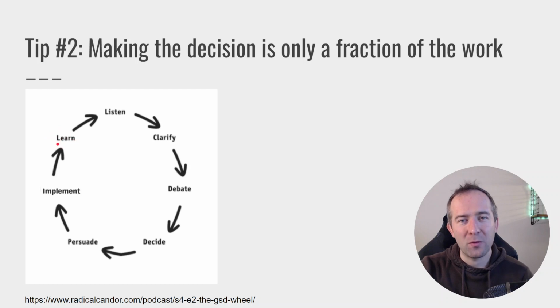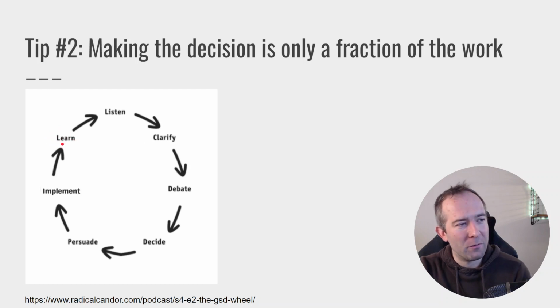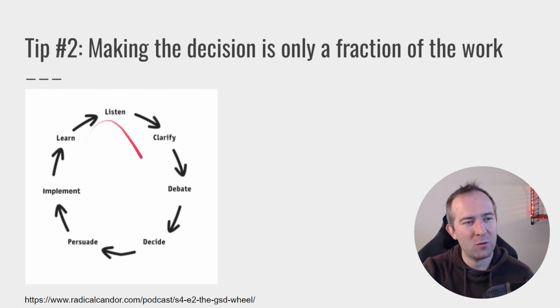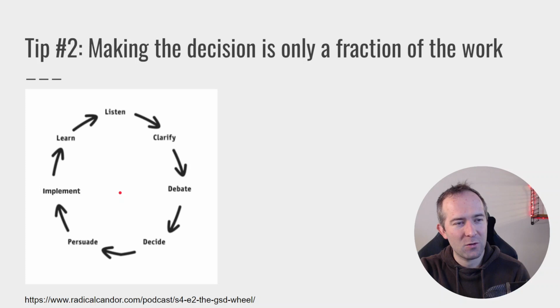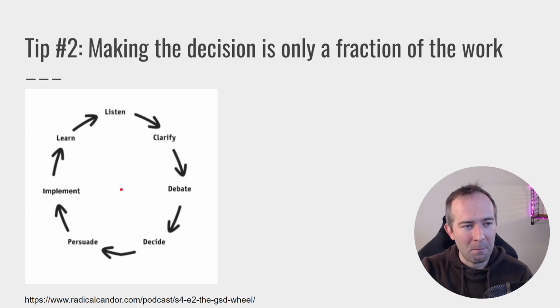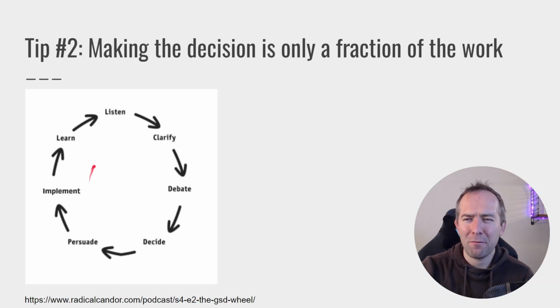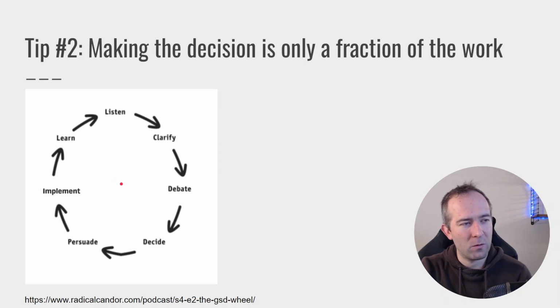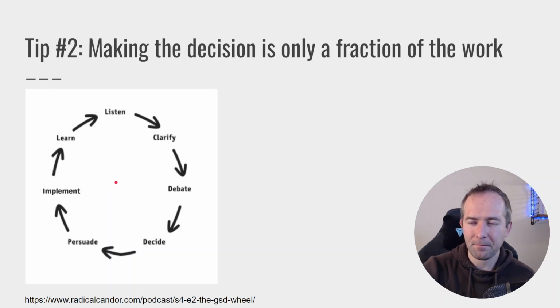And great teams don't stop there. They actually learn from what they just did, and they learn how to decide better in the future. And the wheel spins around and around for another run. So tip number 2, making an actual decision is only a fraction of the work. A lot goes into getting stuff done.